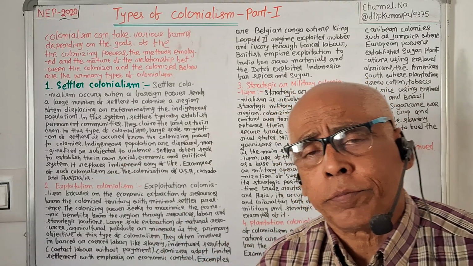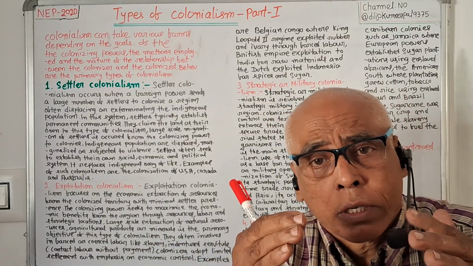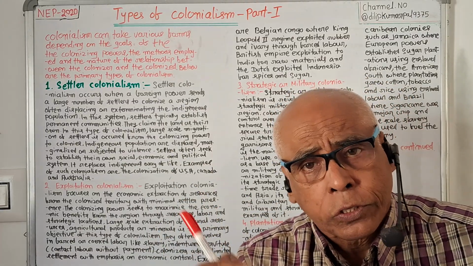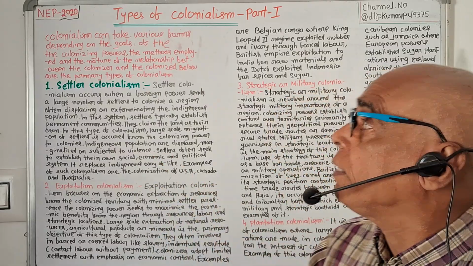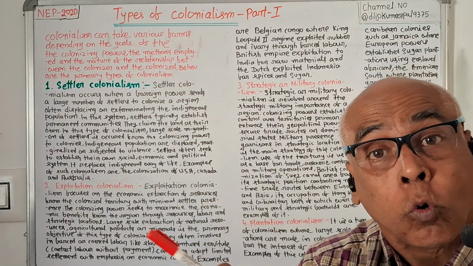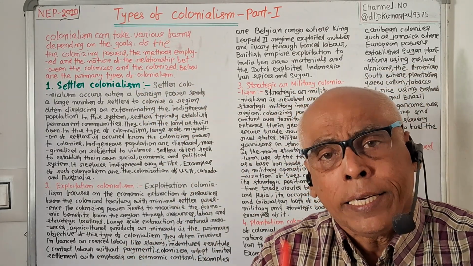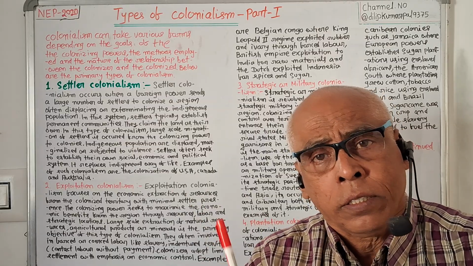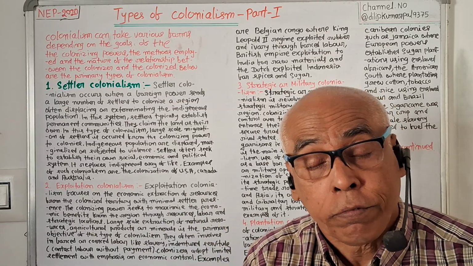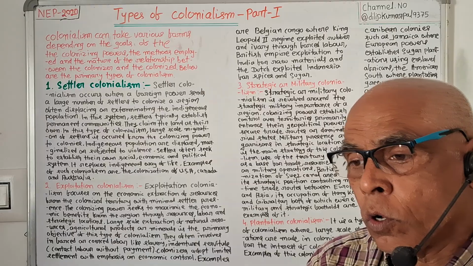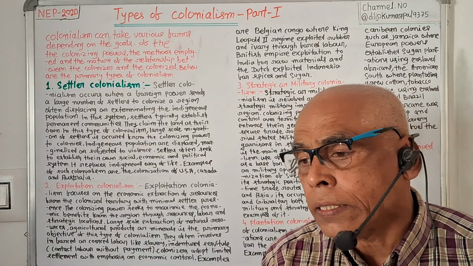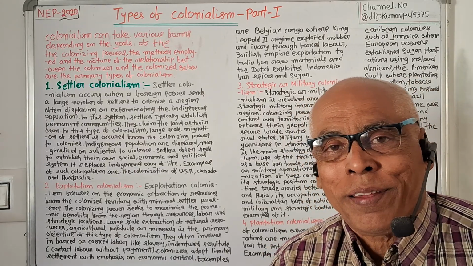Hello, viewers. I'm Mr. Dilip Kumar Pal, and I stand before you with the topic Types of Colonialism. It is found in +3 third semester core paper number 5, which is Colonialism and Nationalism in India.